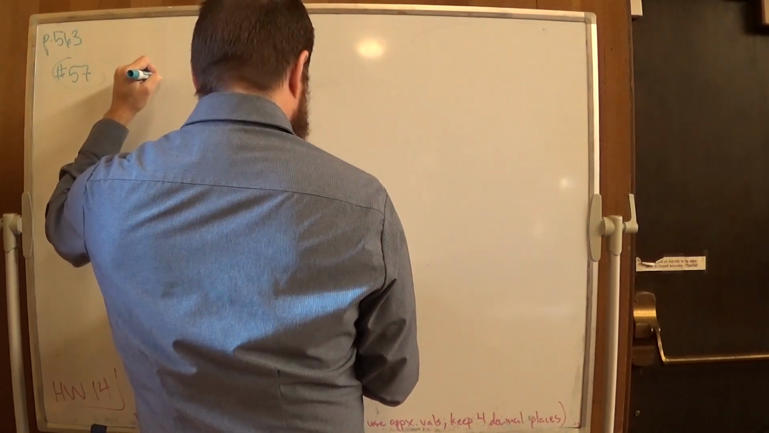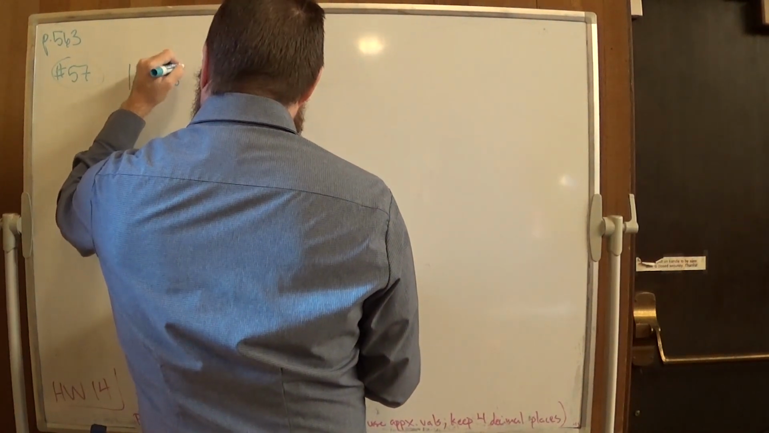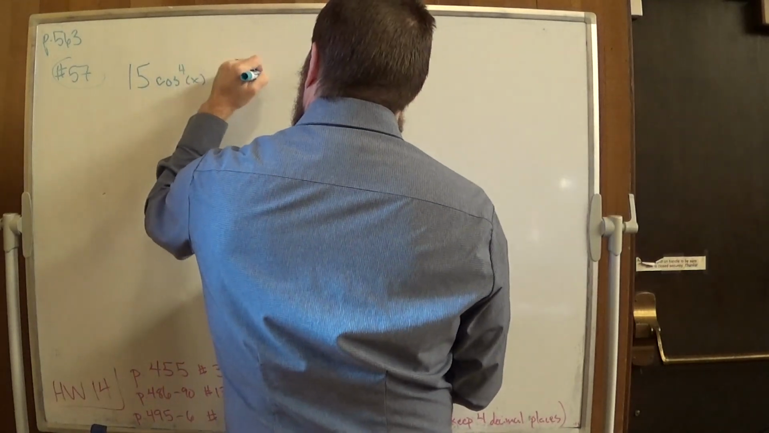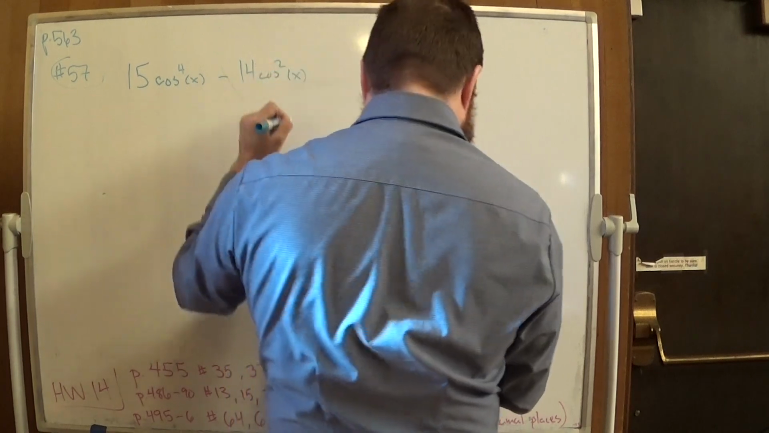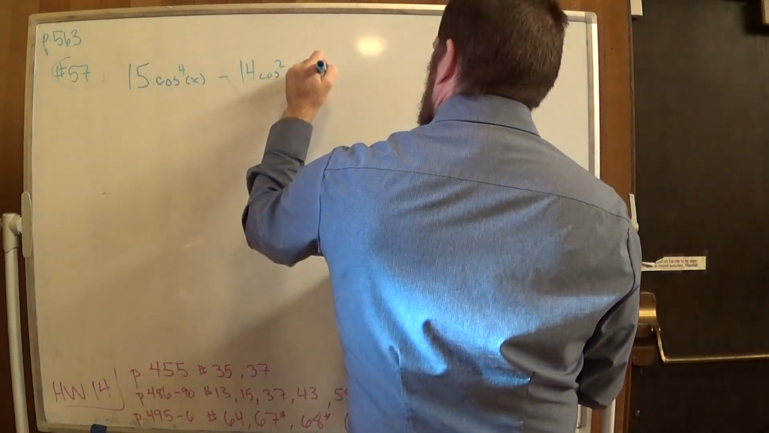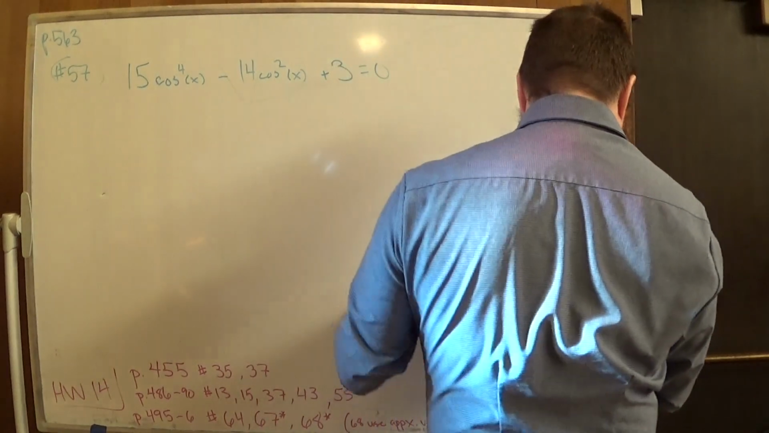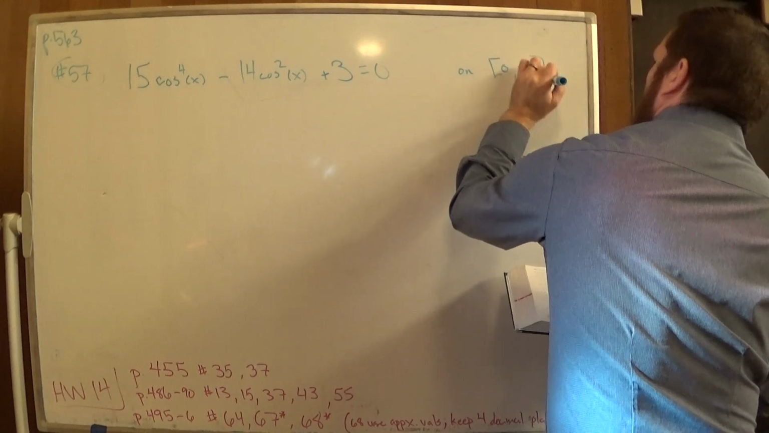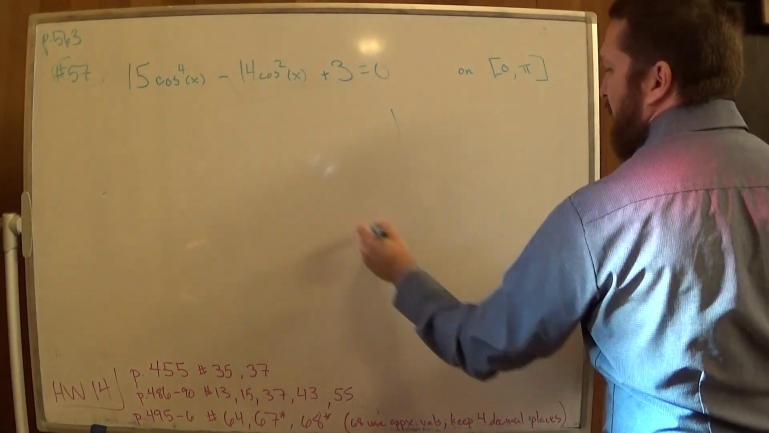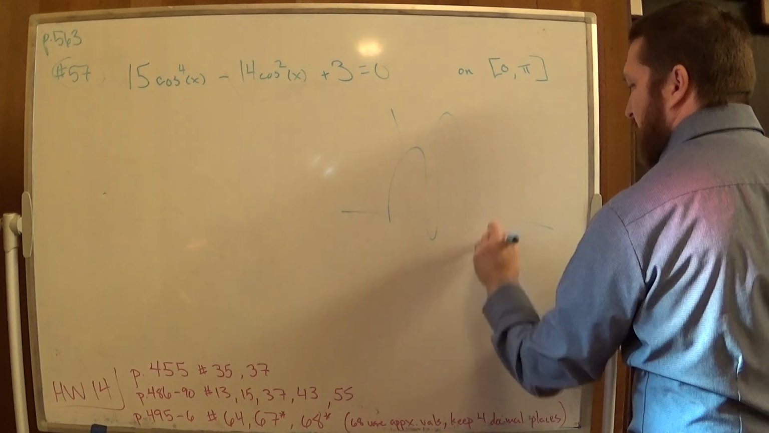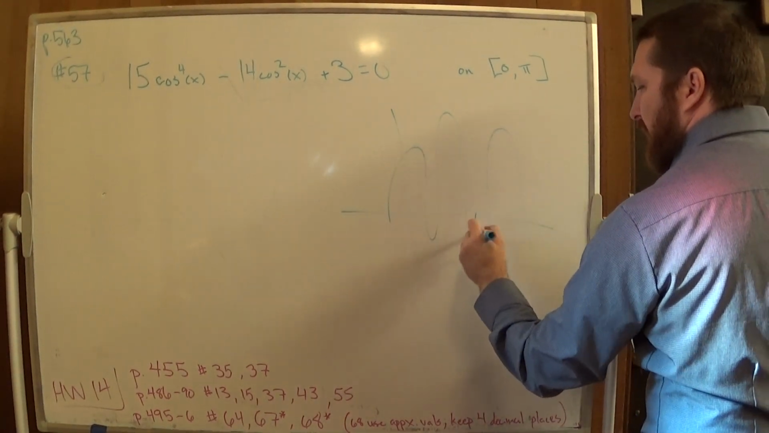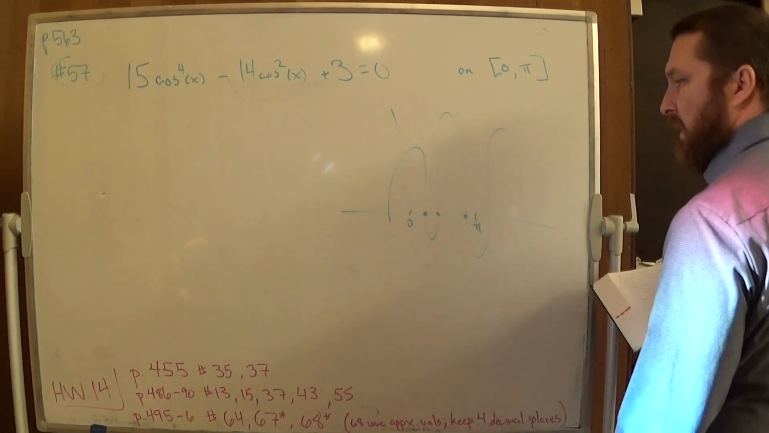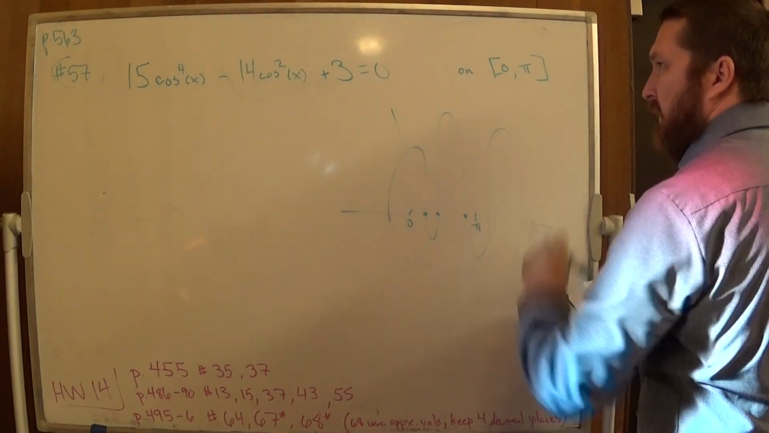So 15 cosine to the 4th x minus 14 cosine squared x, and then plus 3 equals 0, and now this is on 0 to pi. Okay, so we're finding all solutions to this. So I'm imagining it does something like this, whatever it does, and there's some interval, maybe here's pi, here's 0. We're supposed to find these zeros, right? However many we find in that interval, that's what we're supposed to do.